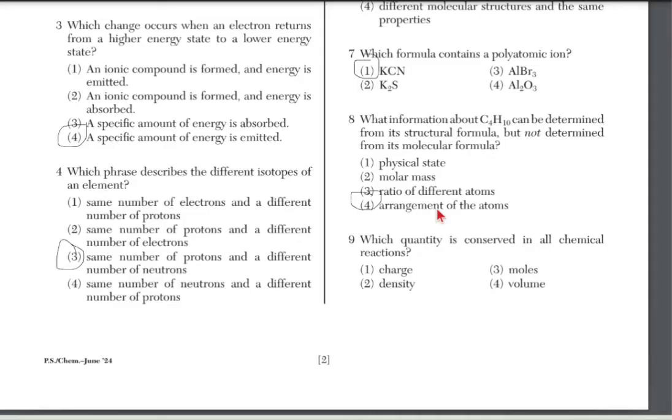Which quantity is conserved in all chemical reactions? The answer is charge. Charge is always conserved in all chemical reactions because the law of conservation of charge says that the net charge will always be constant.